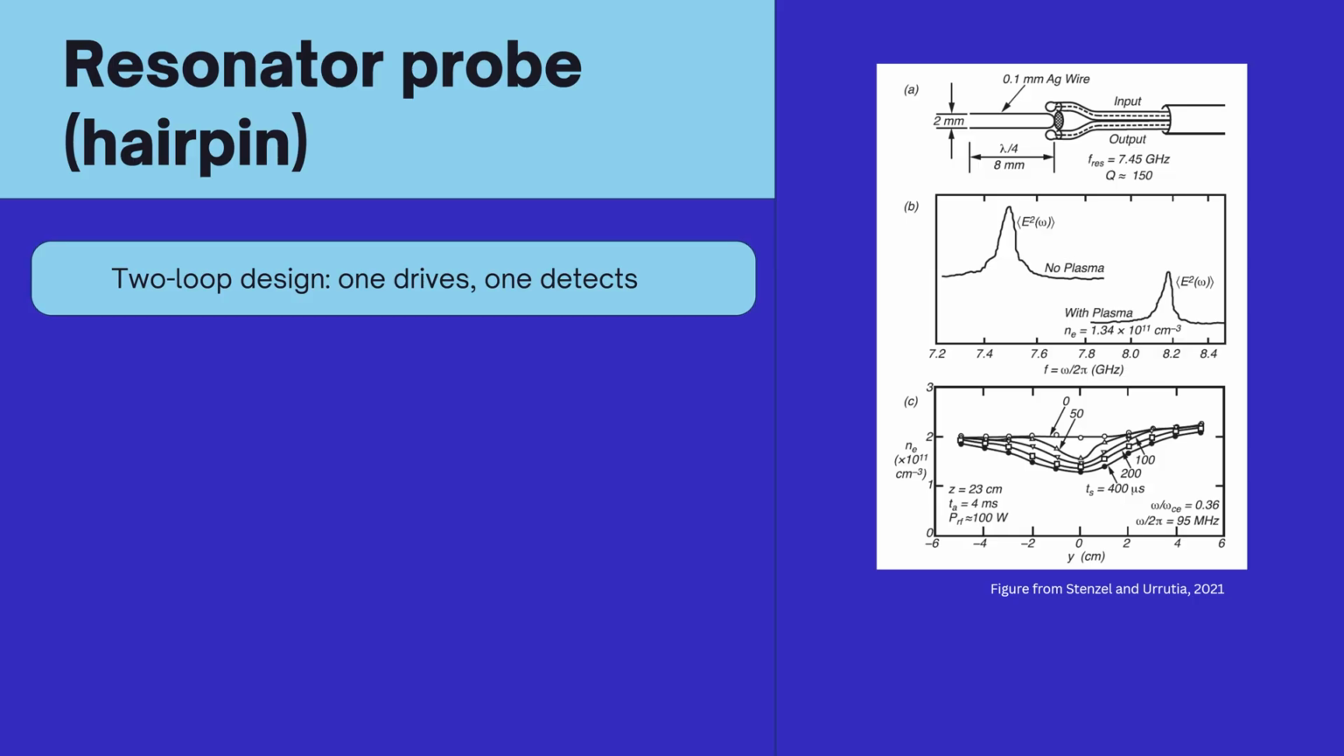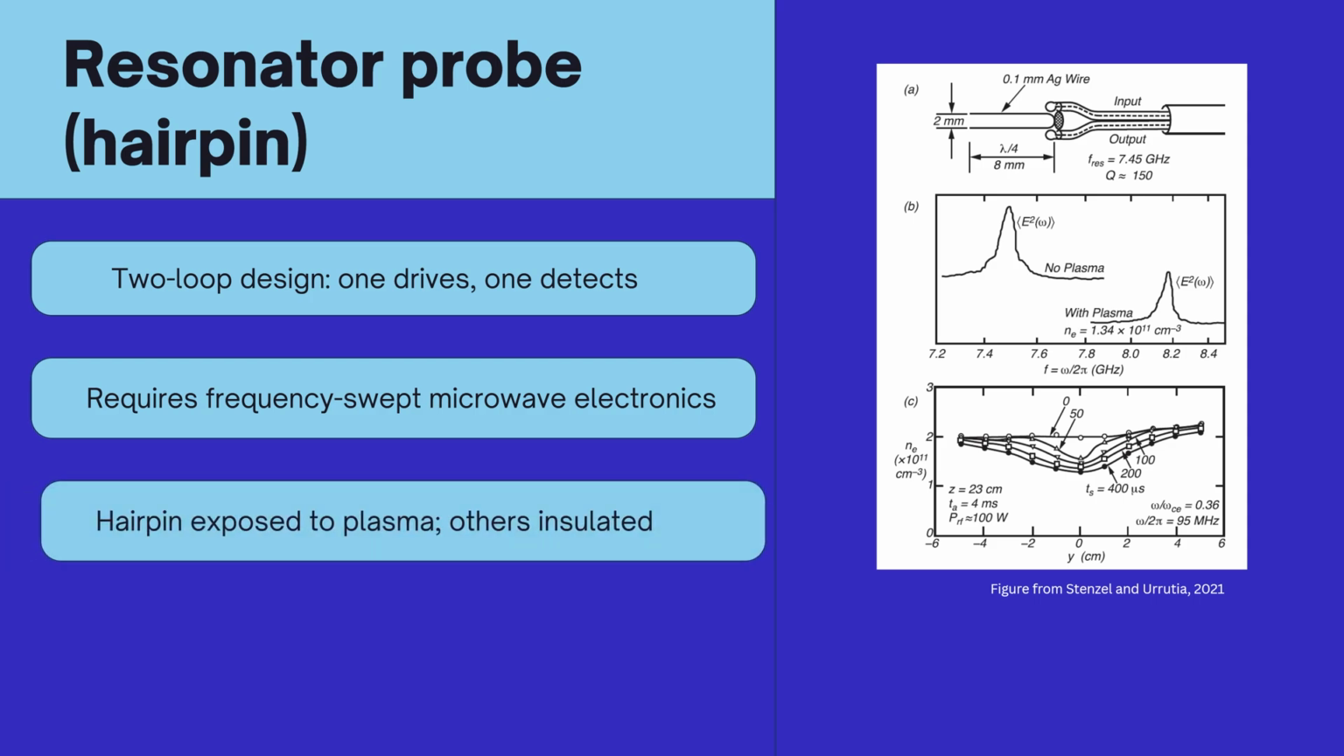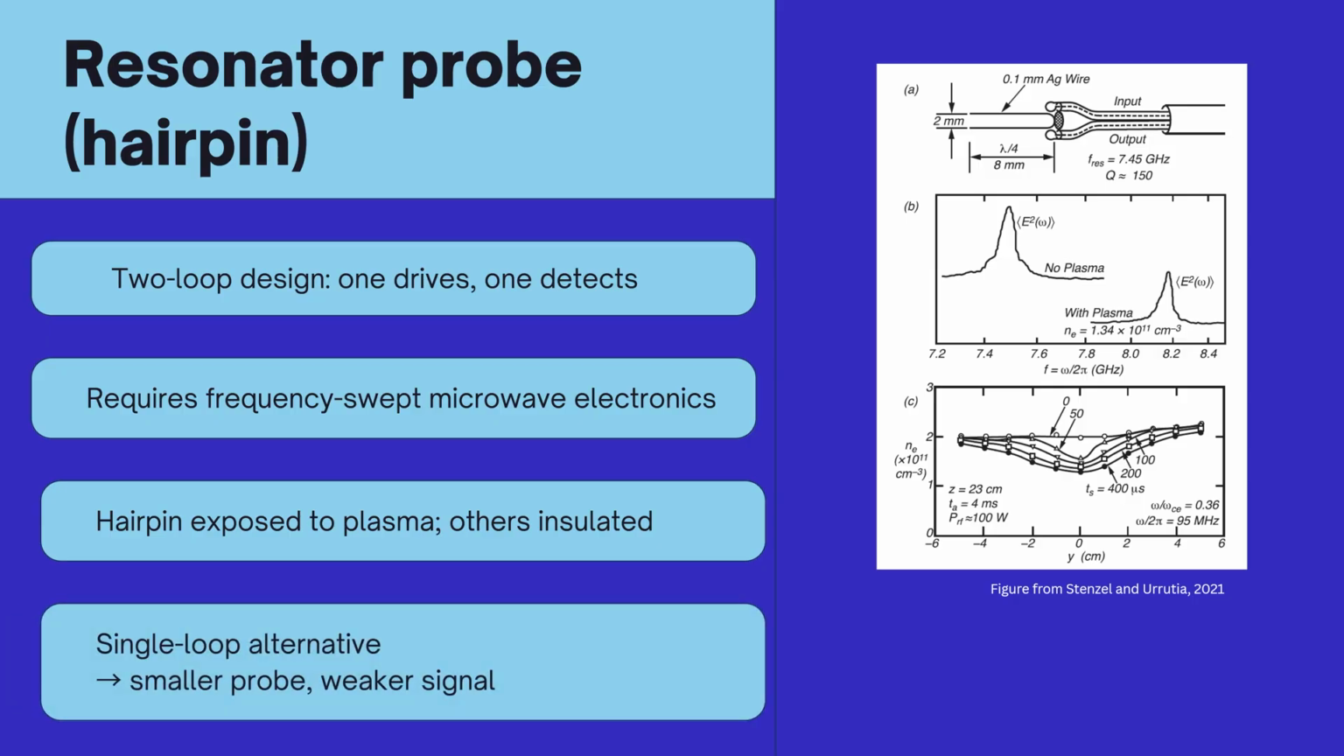To operate the probe, you need microwave electronics to scan through frequencies and identify the resonance peak. The hairpin structure itself needs to be exposed to the plasma, but the supporting structure is frequently covered in dielectric to protect it from the plasma. These protective dielectric coatings can make the probe physically bulky. An alternative construction uses a single coupling loop for both transmitting and receiving the signal. This simplifies the design and reduces the probe size, but it typically produces a weaker signal.